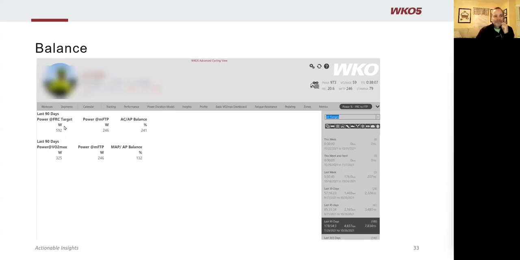And what power balance is doing is, I use two trackers: power at FRC, or anaerobic capacity, and then threshold power, and what's that percentage? AC, anaerobic capacity, to AP, aerobic power. What's that balance? I do the same for power at VO2 max, or maximal aerobic power, to threshold power, and then MAP, or maximal aerobic power, to aerobic power balance. There is tremendous power in understanding and looking at these numbers over time and as you apply training.